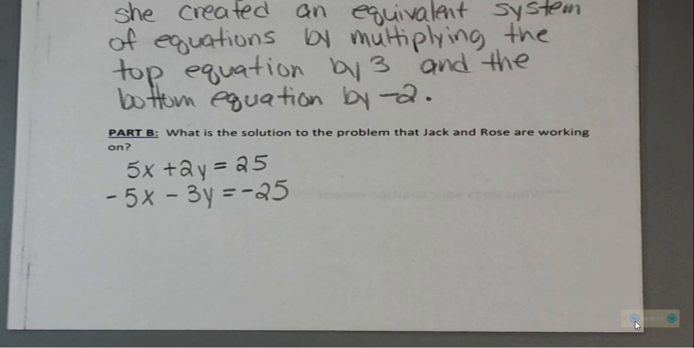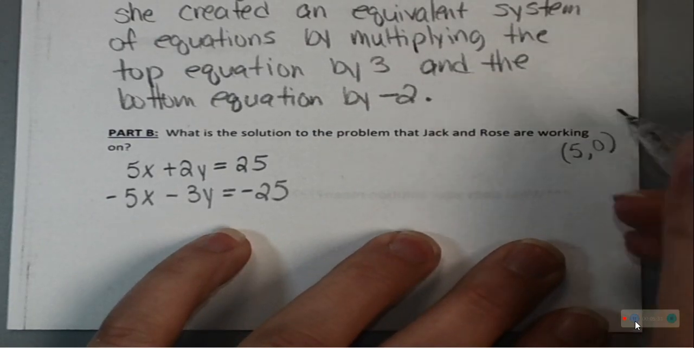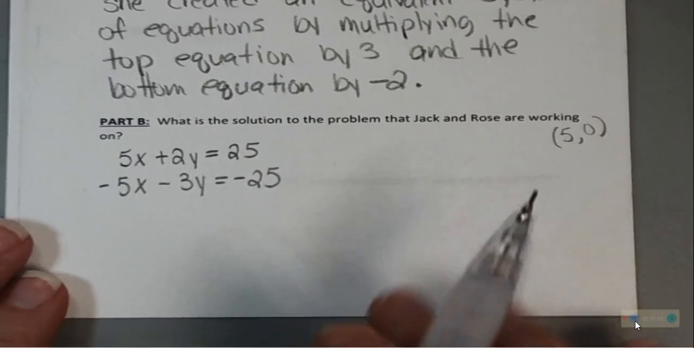All right, so we should have gotten the answer (5, 0), as in parentheses 5, comma 0. Why do we list the 5 first? It's the x, good.